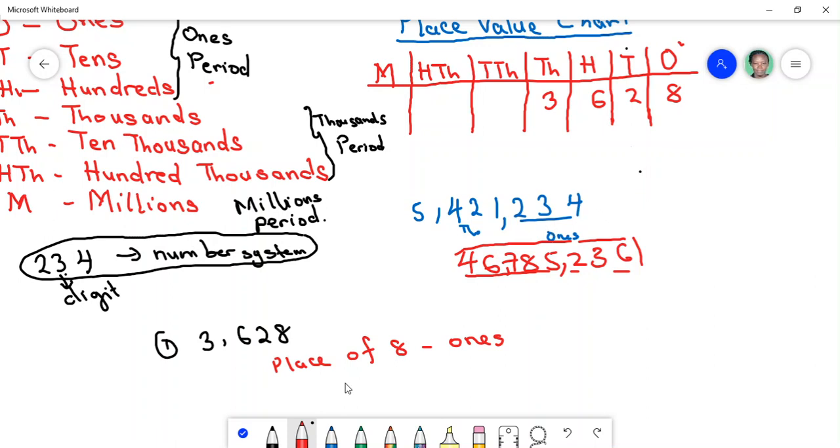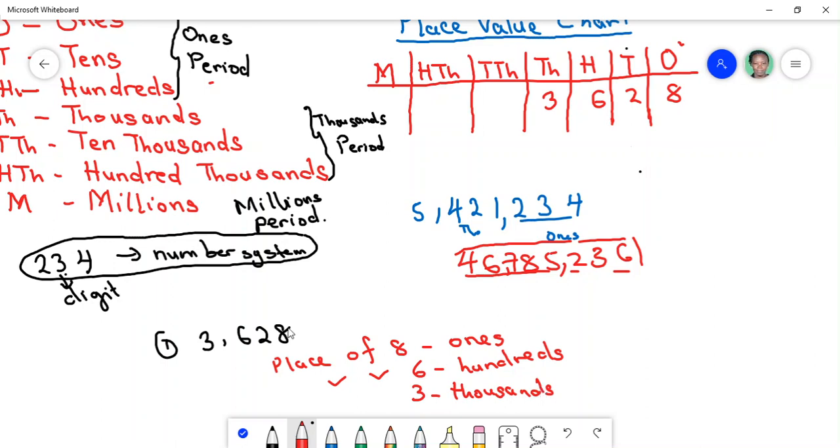How about the place of 6? Let's check from here. We have ones, tens, and hundreds. So the place of 6 here is what? Hundreds. That is the place of 6. How about the place of 3? The place of 3 is what? Thousands. Thousands. That is the place of 3.